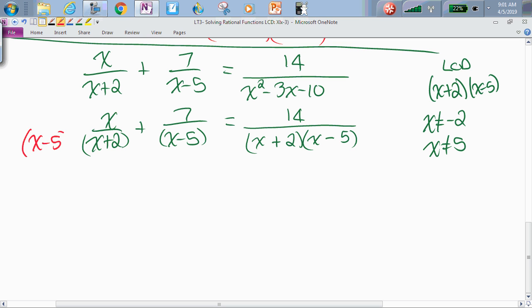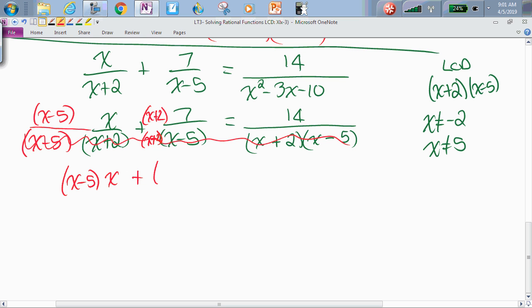So we've got x minus 5, because we need an x plus 2 and an x minus 5 as the lowest common denominator. Now this has the same denominator. Multiply this one by x plus 2 over x plus 2. And this one already has it, so there's nothing I have to do here. Now that all the denominators are x minus 5 times x plus 2, I can ignore the denominators and write just the numerators: x minus 5 times x, plus x plus 2 times 7, equals just 14.